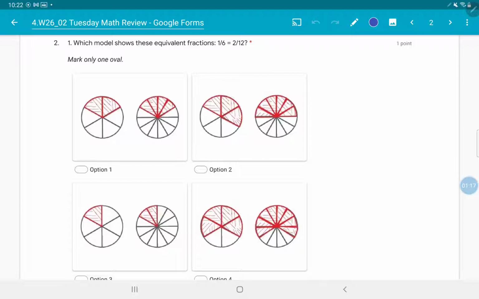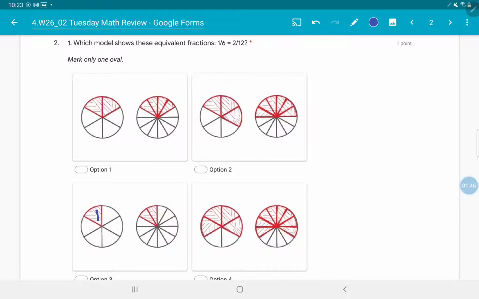So the first thing we have to check when we're looking for equivalent fractions is to make sure that the wholes are equal. And in all four options, do we start out with the same size circle? Yes. So now I'm looking for the fractions 1/6 and 2/12 to show that that equals the same amount. Which one is it, Alexis? It's the third one. It's option 3.